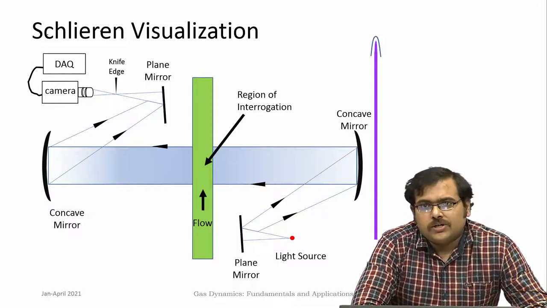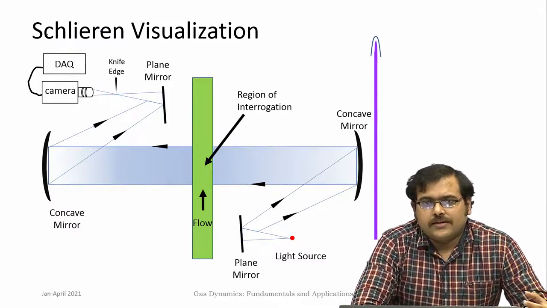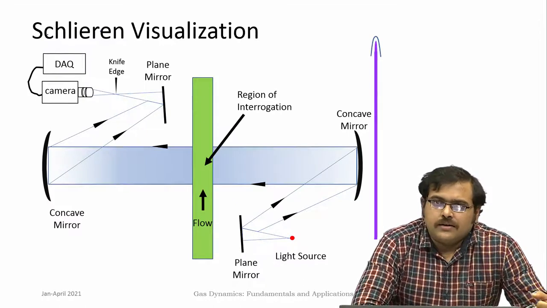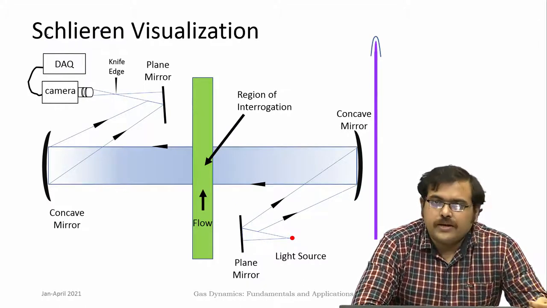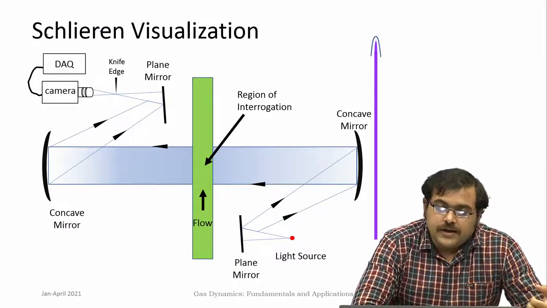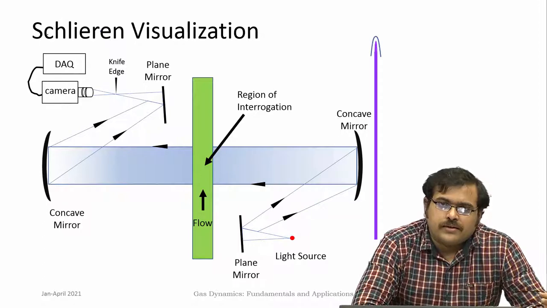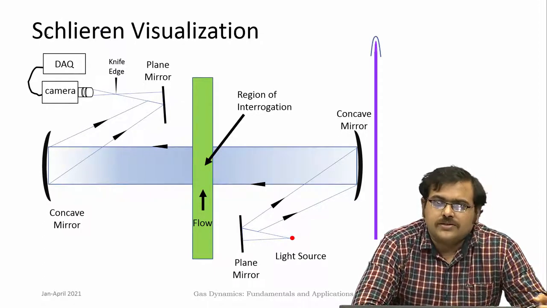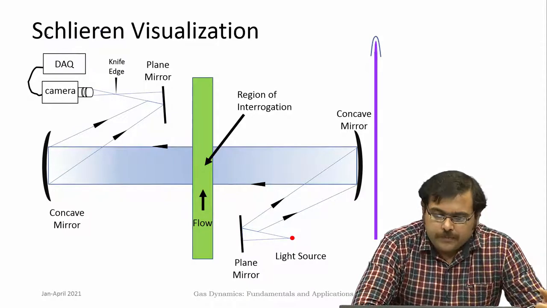Schlieren is a technique that captures variations of density in a medium. Variations of density vary the refractive index, and as a consequence, a beam of light going through a region where there are large density changes bends significantly.